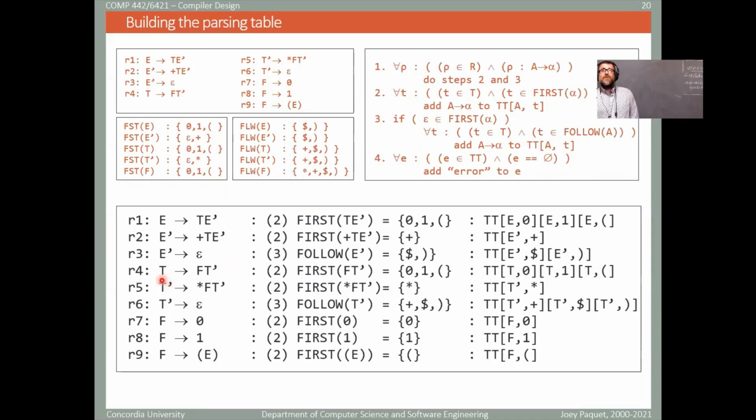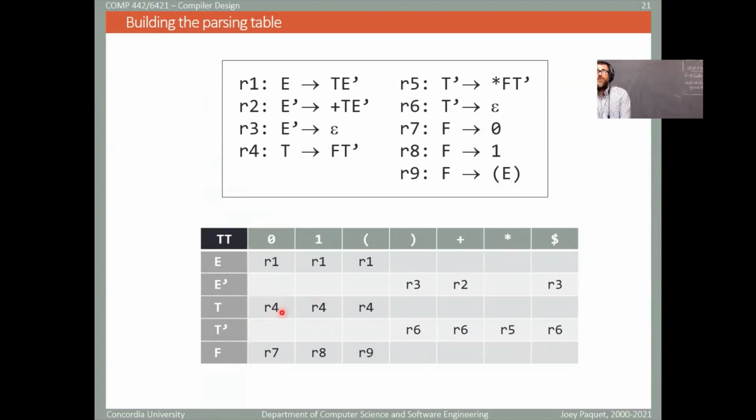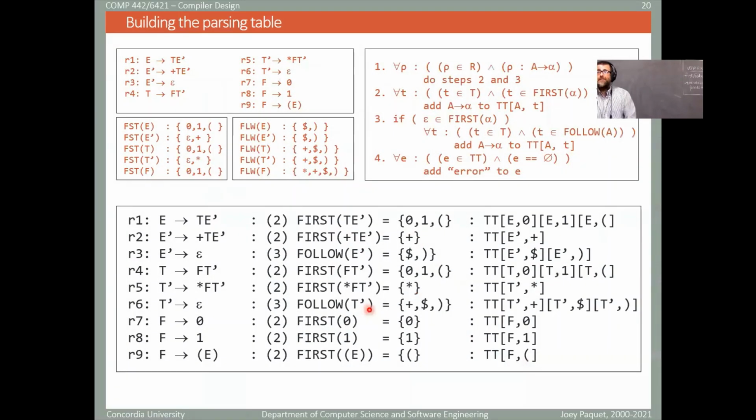Then I go to rule T gives FT prime. First of FT prime is first of F, which is 0, 1, open parenthesis. And as F cannot evaluate to epsilon, that's where it stops. So using rule number 2 tells me that I should add to the table at coordinates T and the first set of FT prime, that's T0, T1, T open parenthesis, rule number 4. These 3 entries have been added. Then I go to the next rule, and because F and T prime cannot both evaluate to epsilon in sequence, I don't have an application of 3.